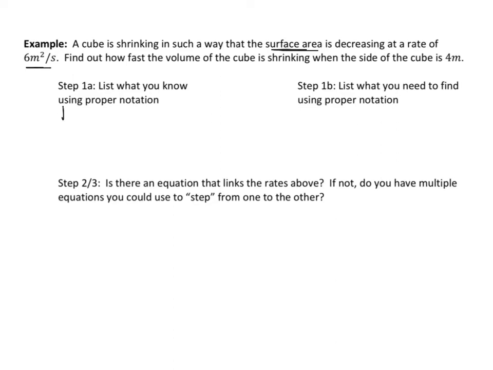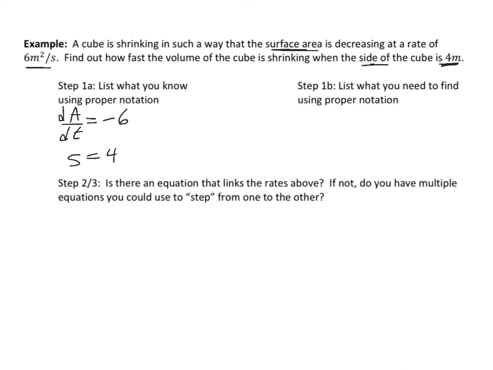So we might write something like dA/dt, A for surface area. So dA/dt, the rate of change of the surface area, is negative 6. And then I've got another number over here, right? It says 4 meters. So 4 meters is the side length of the cube, okay? So I can write that S is 4.